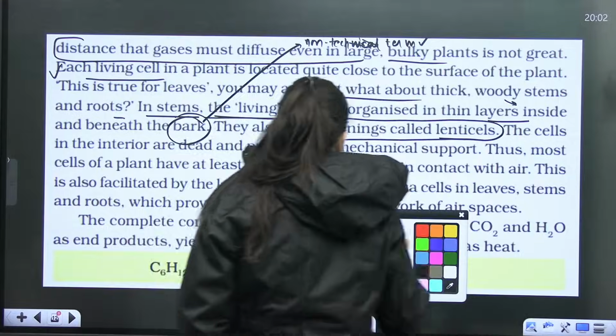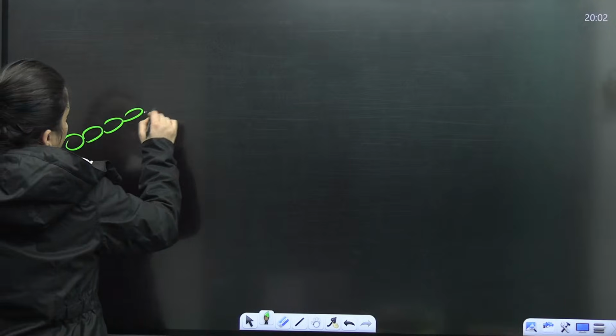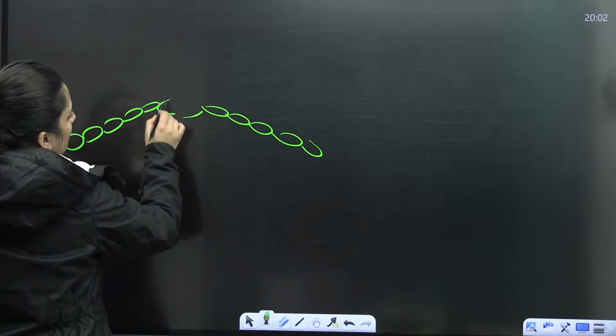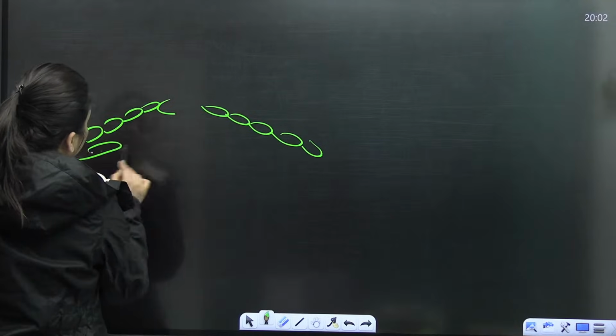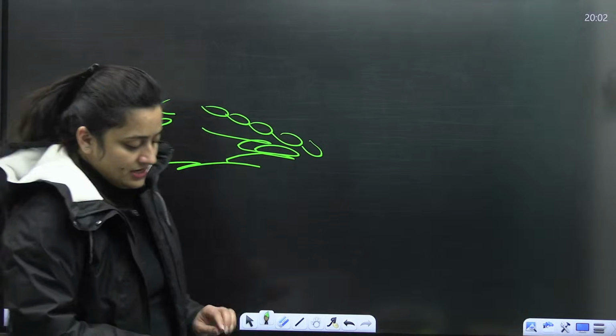I don't know whether you know it or not, but there used to be a diagram. Let's suppose here you'll see the cell, and you'll find a pore-like structure here, and here there are many cell layers. This diagram used to be there in the NCERT.